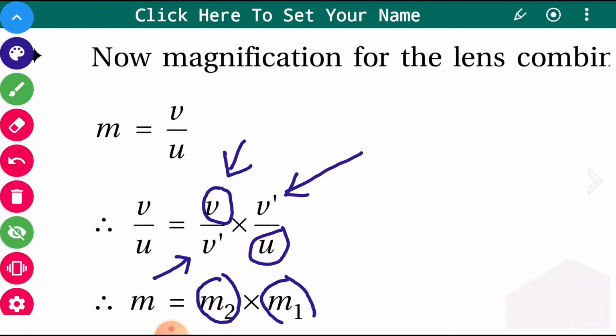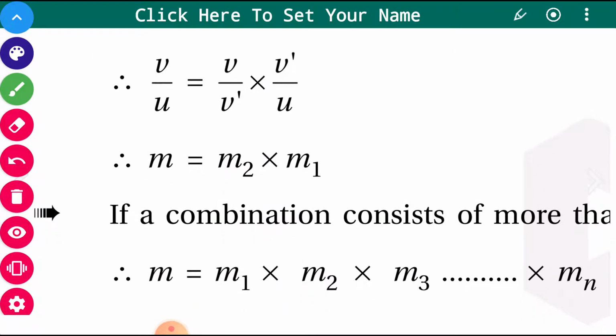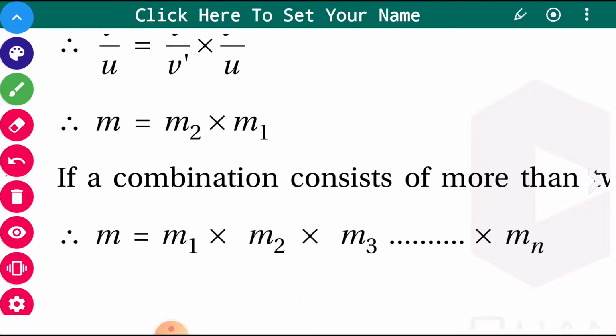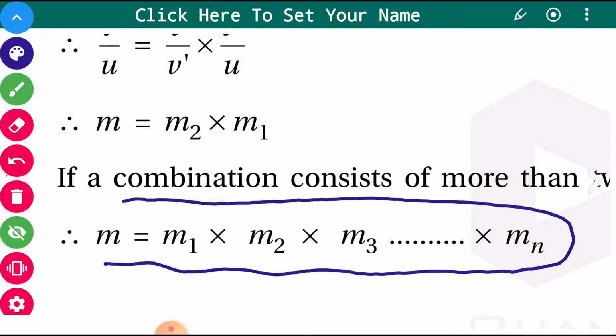So v upon v prime is the magnification of the second lens, and v prime upon u is the magnification of the first. So we can say that the magnification m is the product of the magnification of the two lenses. And if there are n such lenses in contact, then the final magnification will be the product of the magnifications of the individual lenses.